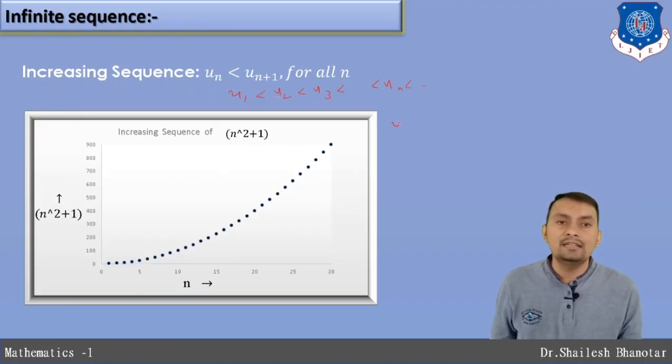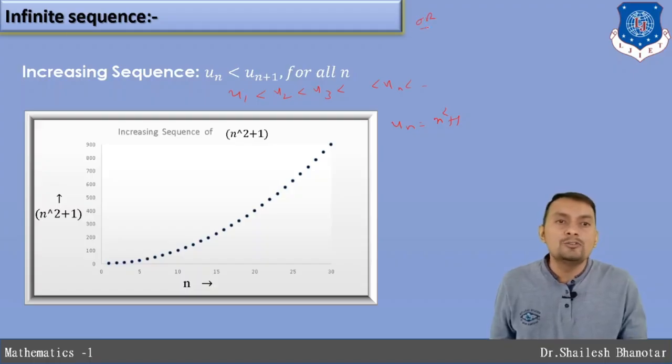So this is the example. You are given that u_n is equal to n squared plus 1. When we put n equal to 0, it starts with 1; n equal to 1, it will be 2; n equal to 2, then it will be 5. That means when n goes to a very large number, its image is also very large. Therefore this sequence is an increasing sequence. So this is one method where you can see that the sequence is increasing.